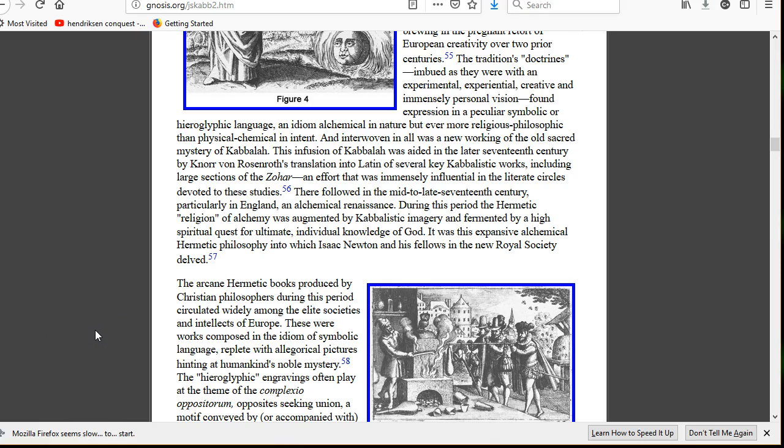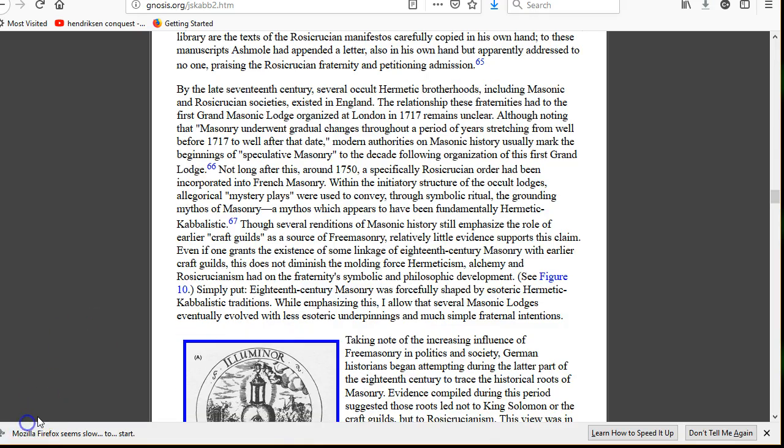And interwoven in all was a new working of the old sacred mystery of Kabbalah. This infusion of Kabbalah was aided in the later 17th century by Knorr and Rosenroth's translation into Latin of several key Kabbalistic works, including large sections of the Zohar. Now, Jiminy Christmas, does this guy go into a lot of works produced, attributed at least that he and maybe some other authors would attribute to Rosicrucian authors around this time.